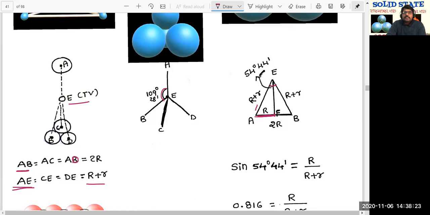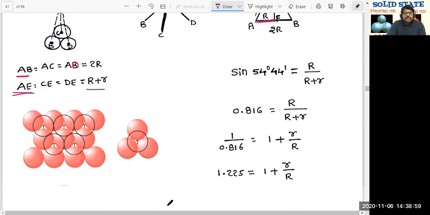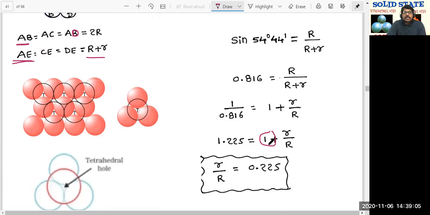Therefore, I'm taking sine theta, and sine 54 degrees 44 minutes is equal to opposite by hypotenuse. So opposite is this side, capital R, and hypotenuse is capital R plus small r, and the value of sine 54 degrees 44 minutes is 0.816, so this is R by capital R plus small r. If you take the reciprocal, it will be 1 by 0.816, which is 1 plus small r by capital R. Our intention is very clear, finding the radius ratio. Sending this one across, you'll get the radius ratio, that is 0.225.